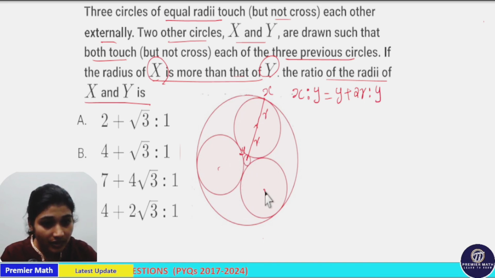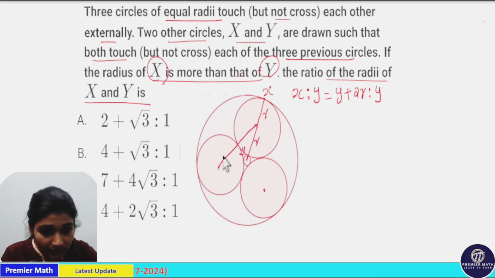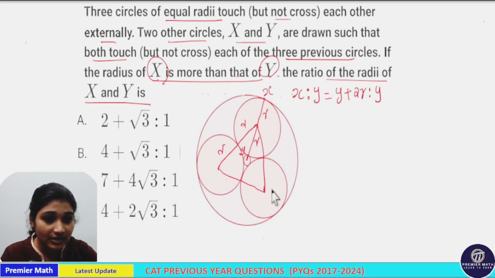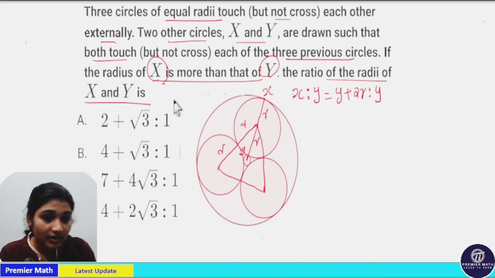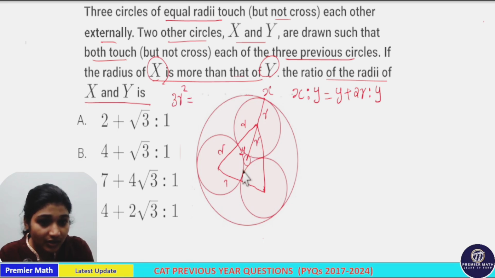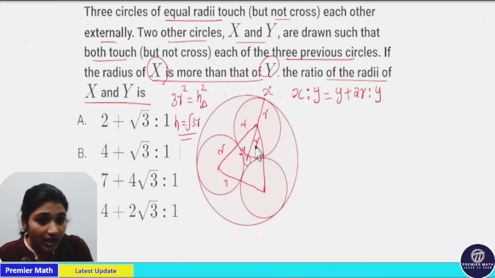Here, these three circles have equal radii. This is r, this is r. Then this is also r plus r, 2r, and this is also 2r, which means this triangle is an equilateral triangle. Then 2r squared minus r squared is equal to 3r squared, which is the square of the height of this equilateral triangle. Then h is equal to root 3 r. The height of this equilateral triangle is root 3 r.